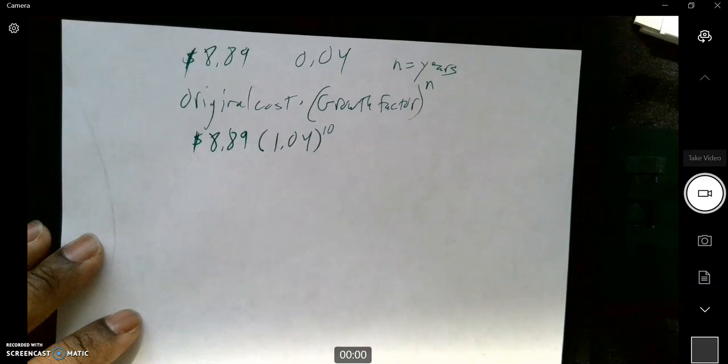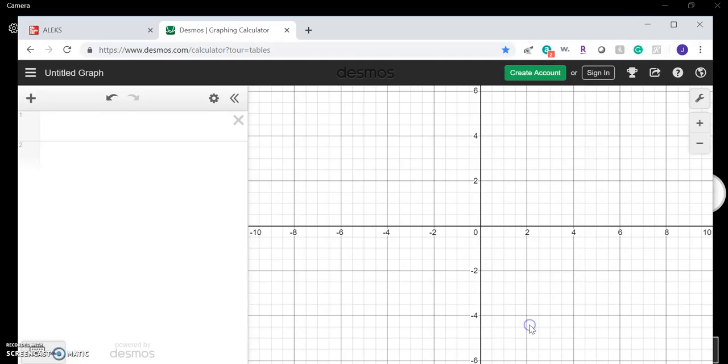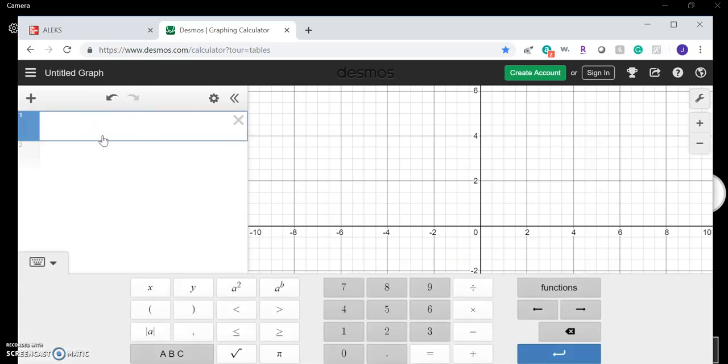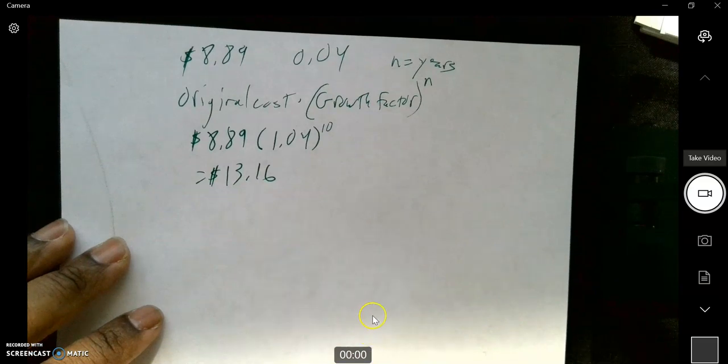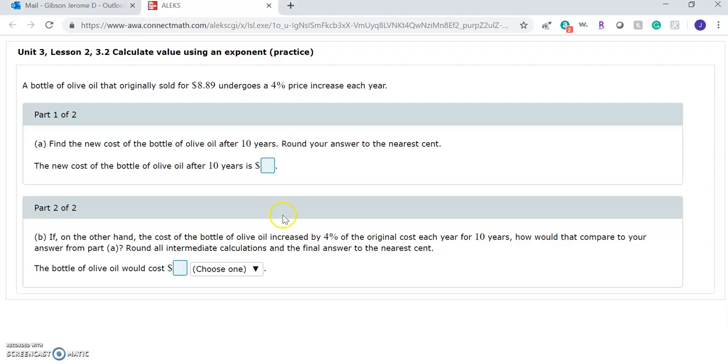Now, we will go back here because I actually need the Desmos calculator, and we will put this value in. We will have $8.89 times the growth factor, which is 1.04. And then we want to take that to the 10th power, and that would give us $13.16 after we round it. So we go back here to the camera. That gave us $13.16. So that would be your A. It'll be $13.16.